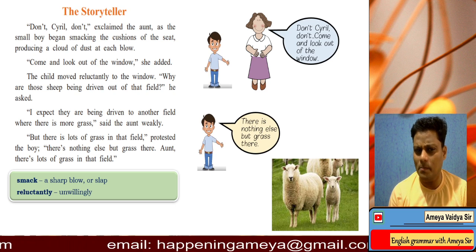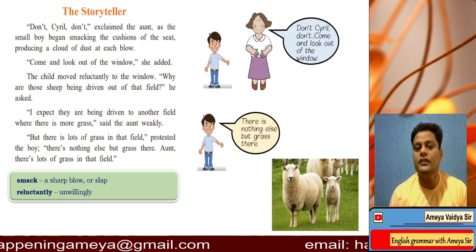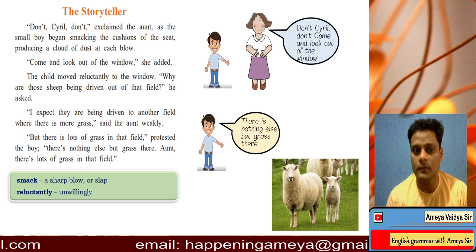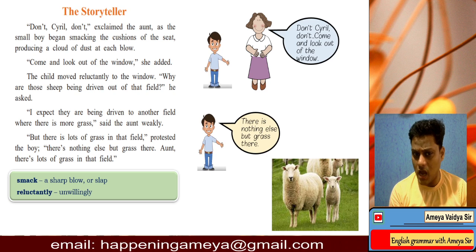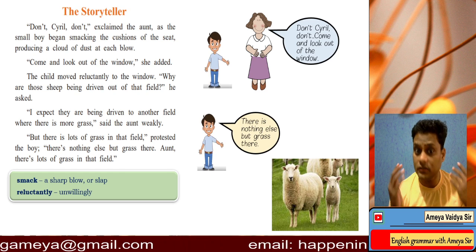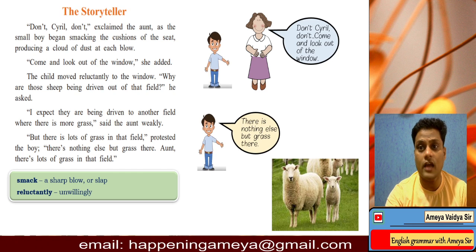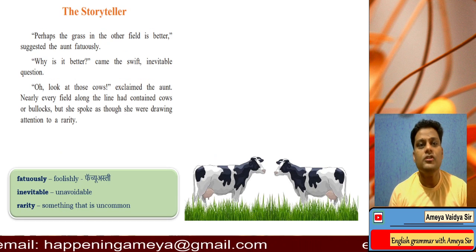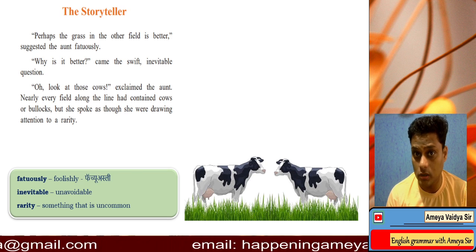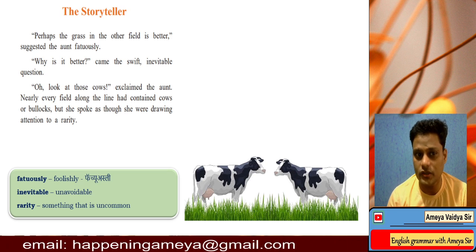"Why are those sheep being driven out of that field?" he asked. "I expect they are being driven to another field where there is more grass," said the aunt weakly. "But there is lots of grass in that field," protested the boy. "There is nothing else but grass there. Aunt, there is lots of grass in that field." "Perhaps the grass in the other field is better," suggested the aunt fatuously. "Why is it better?" came the swift, inevitable question.